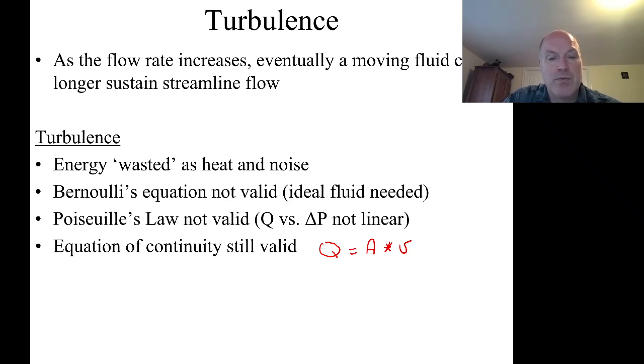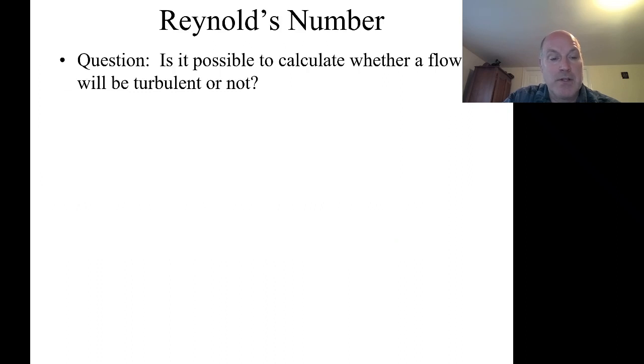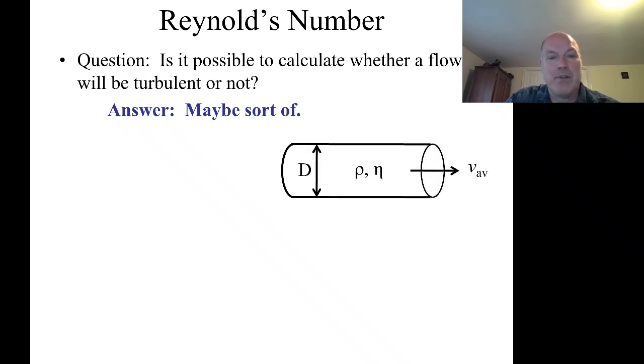You can imagine. Move on. Now we're going to move on to something quantitative. Some over 100 years ago, this guy Reynolds came up with this mathematical way of trying to predict things, and it worked. So his question was, is it possible to calculate whether flow will be turbulent or not? And his answer was maybe, sort of. But he attacked it in a mathematical way, and he got somewhere.